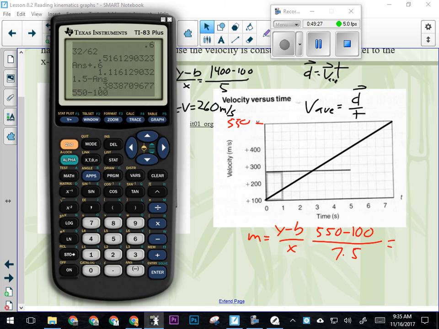I can't believe I just did 550 minus 100 on my calculator. Yay.